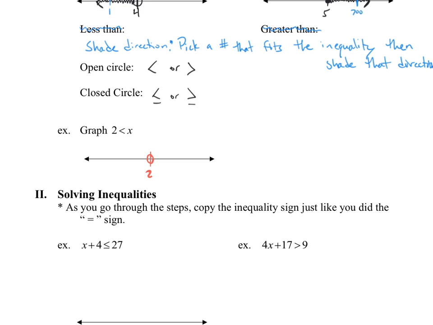1,000,000. We could put 1,000,000 here. Or 7,000,000. Those all work. So we're going to shade to something that fits the inequality. That's easy enough.